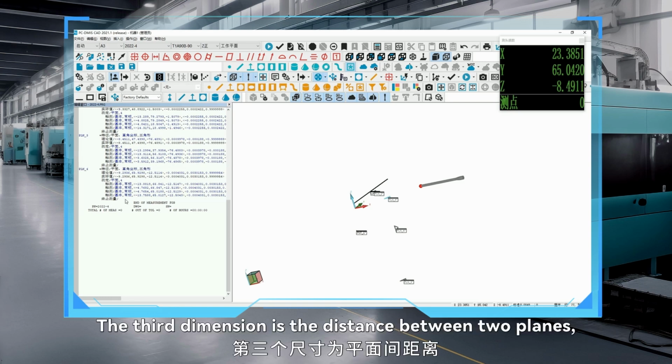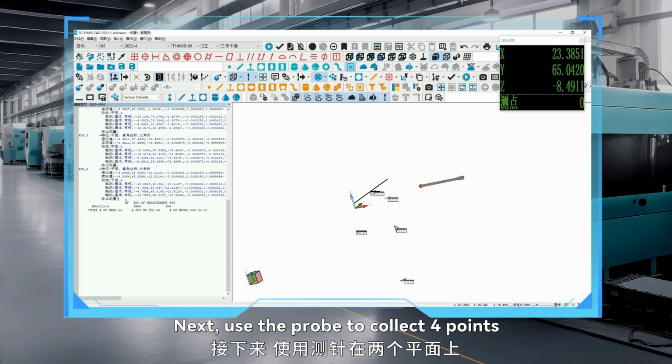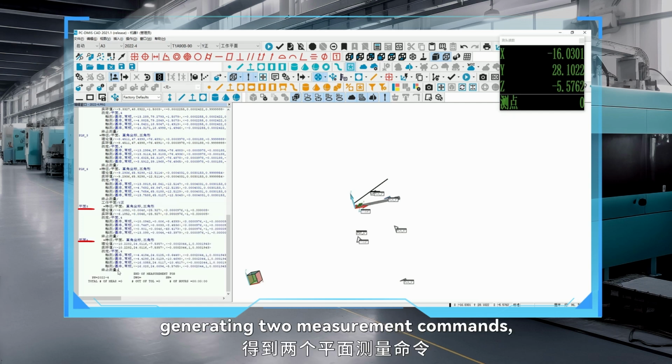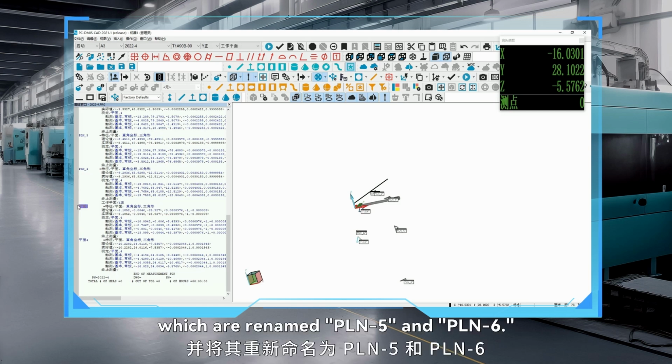The third dimension is the distance between two planes, with the associated features being plane 5 and plane 6. Next, use the probe to collect 4 points on each of the two planes, generating 2 measurement commands, which are renamed PLN5 and PLN6.